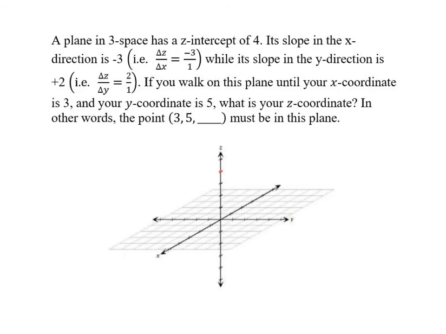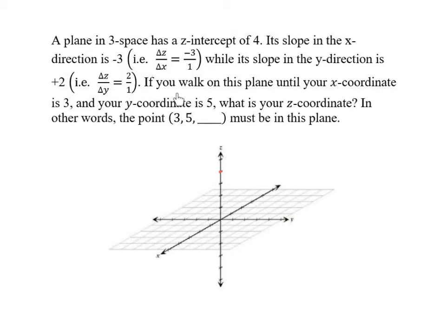Suppose we have a plane in 3-space, and we haven't drawn it yet, but we know that it has a z-intercept of 4. So it touches the z-axis right here at the point (0, 0, 4). We also know that if you were to move in the x direction, its slope would be -3. In other words, delta z over delta x is -3 over 1. And if you were to move strictly in the y direction, its slope would be +2, so delta z over delta y would be +2.